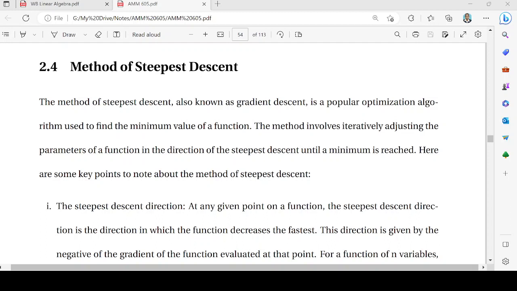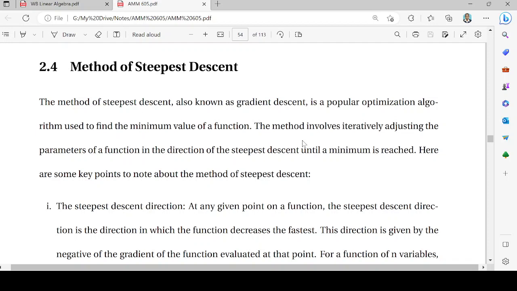So the method of steepest descent is also known as the method of gradient descent, and it's a popular optimization algorithm which is used to find the minimum of a function. The method involves iteratively adjusting the parameters of a function in the direction where the descent is steepest until a minimum value is reached.